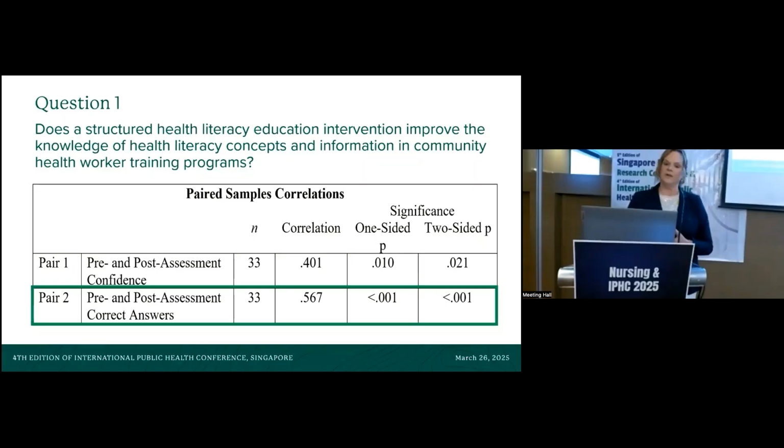So question 1 results: does a structured health literacy education intervention improve knowledge of health literacy concepts and information in community health worker training programs? And here my paired sample t-test indicates a higher mean value on the post-assessment correct score, which was 7.09, from the mean on the pre-assessment correct score, 4.82, at a p-value of less than 0.001. And I should also mention that I use SPSS to run the statistics.